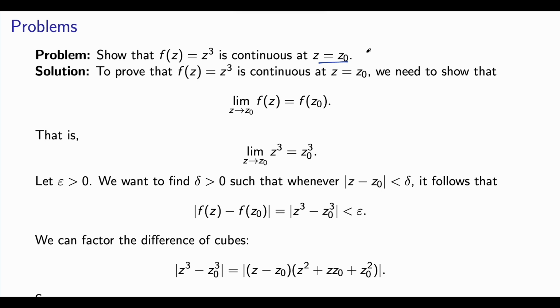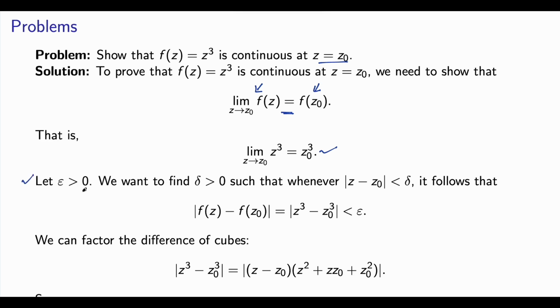So to prove that f(z) = z³ is continuous at z₀, we need to show that the limit as z tends to z₀ of f(z) equals f(z₀), right? Both should exist first and they all are equal. That is the three conditions we have discussed in the previous video, right? And when you plug it in, this is going to be equal. So this is the condition for continuity.